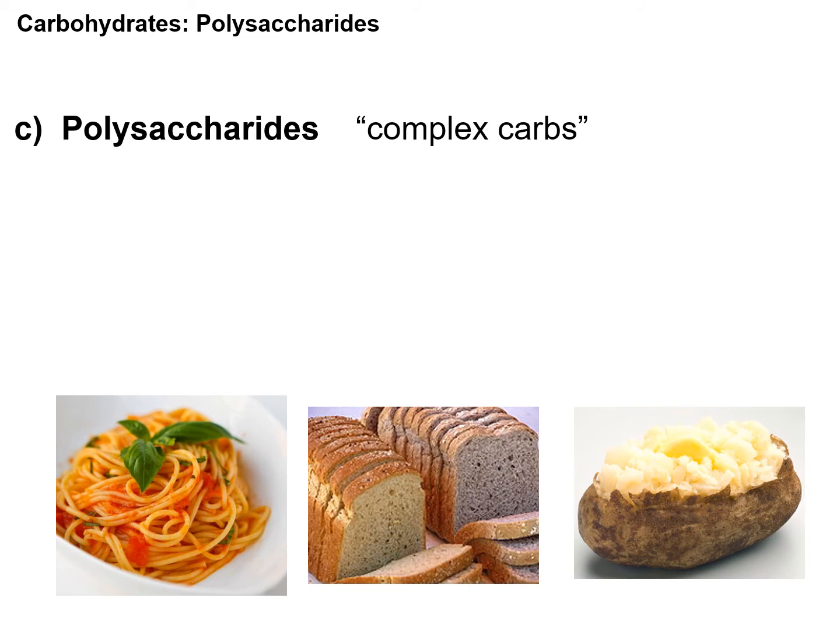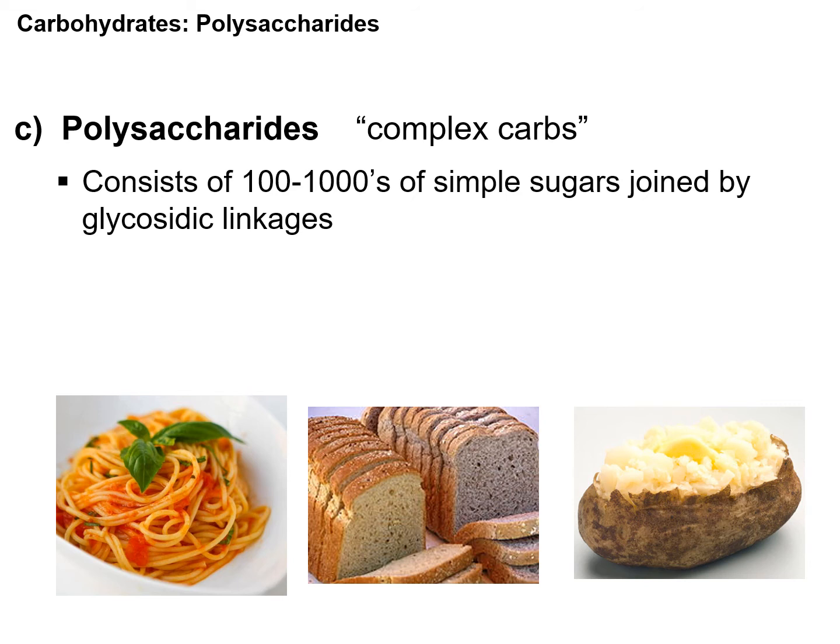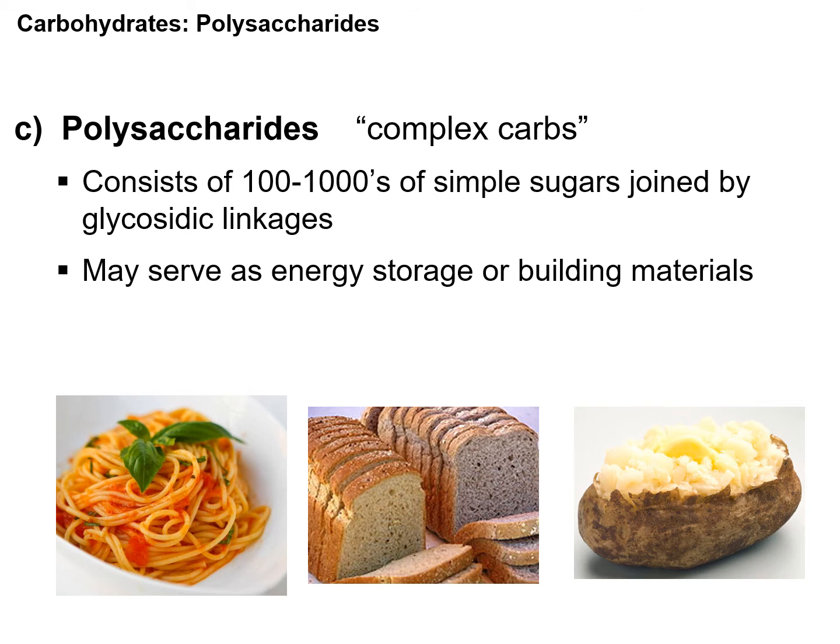Polysaccharides, or complex carbohydrates, are huge macromolecules composed of hundreds, if not thousands, of monosaccharides joined by glycosidic linkages. Examples of foods include pasta, bread, potatoes, and rice. And these macromolecules may function as energy storage or as building materials within cells. In particular, we're going to study both starch and cellulose a bit more.